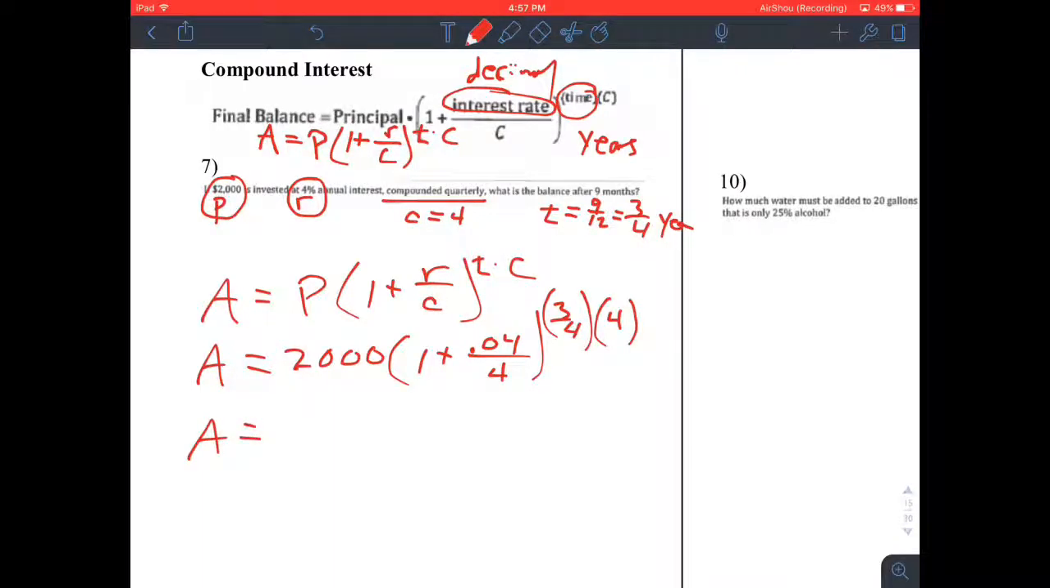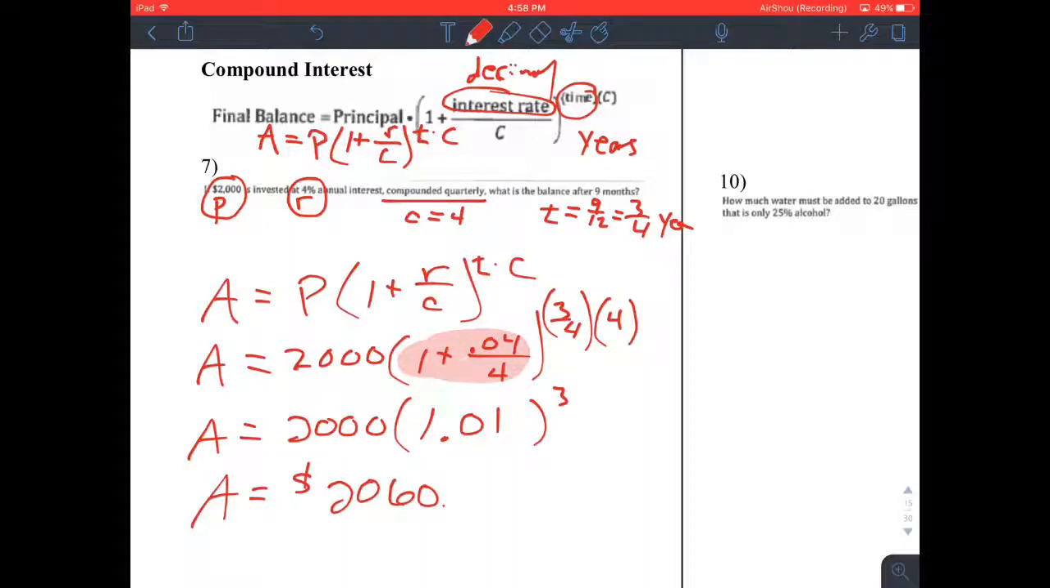Simplify this somewhat before you put it in your calculator to avoid calculator problems. The exponent, 3/4 times 4, the 4's cancel and you get 3. Inside the parentheses, 4/100 divided by 4 is 1/100. 1/100 plus 1 is 1 1/100. Put that in your calculator. This is going to come out to be approximately $2,060.60. Got to round to 2 decimal places because we're talking about coins, change.